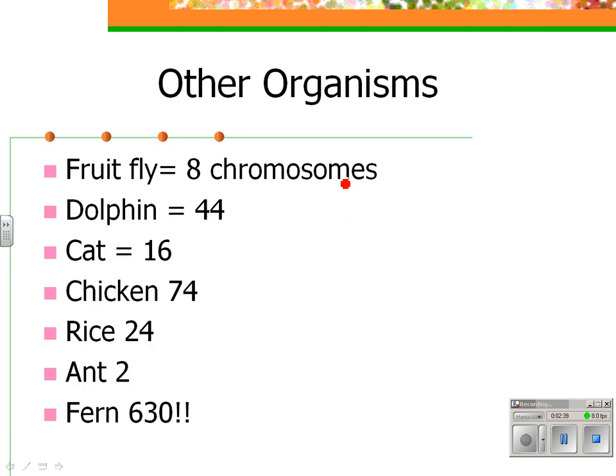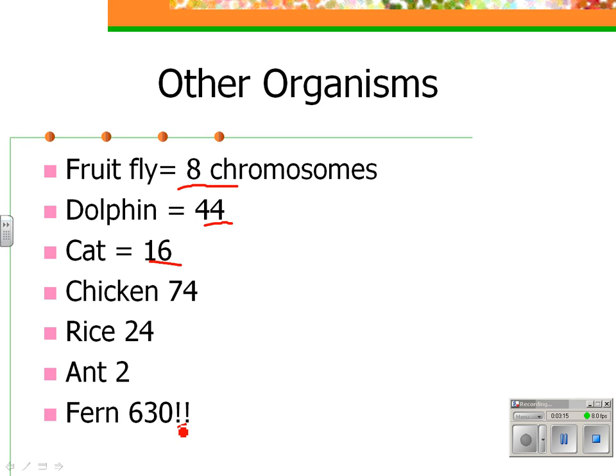Other organisms. Here are some sample chromosome numbers. And I should have prefaced this probably by asking you to think about how many chromosomes you think other things would have. It turns out that the size of the organism doesn't really indicate how many chromosomes something has. For example, a fruit fly has 8 chromosomes, a dolphin 44, a cat 16, but a chicken has 74, even though a chicken is smaller than us. Their chromosomes are just littler. There are certain organisms, like certain plants, that have tons of chromosomes.